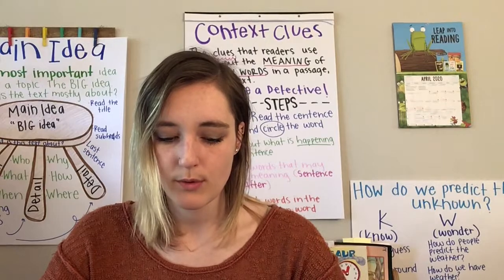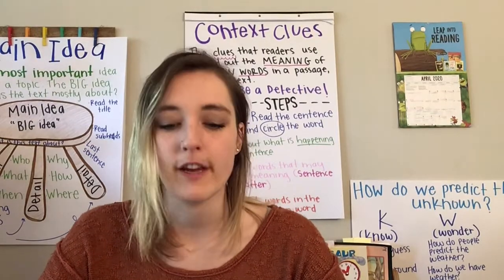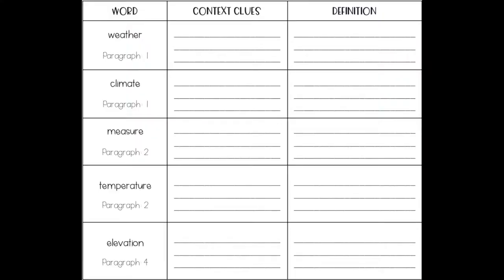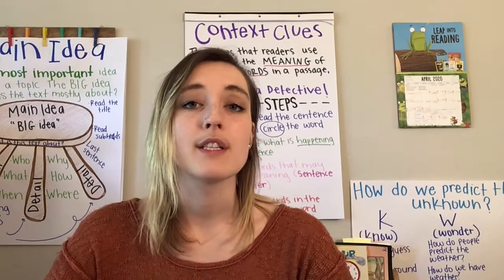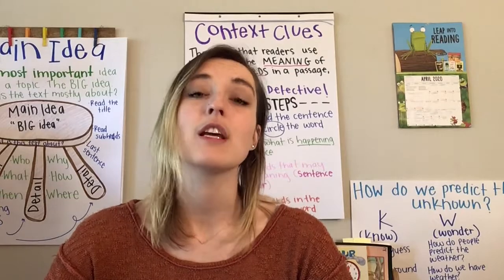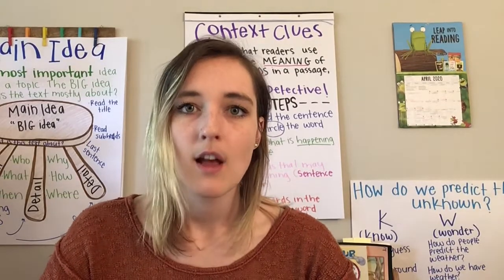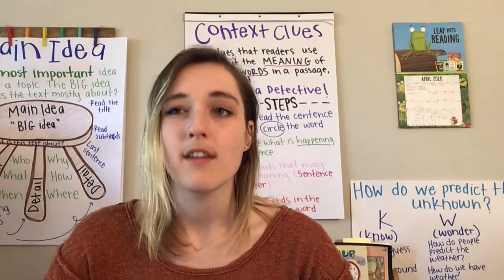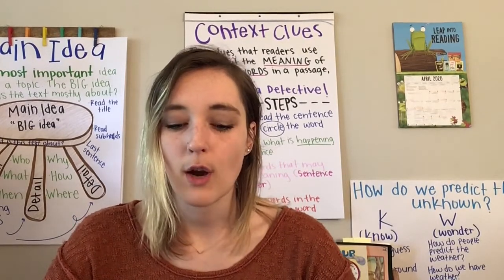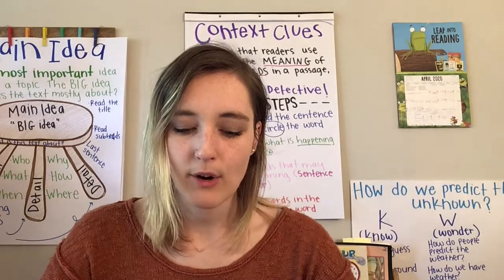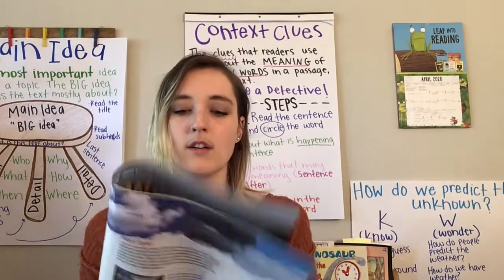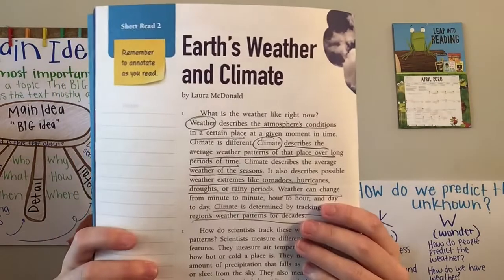So we have 1, 2, 3, 4, 5 words that we're trying to figure out. The words are weather, climate, measure, temperature, and elevation. These are words in our text that they actually define. So we have to go back to the paragraph numbers that it says, look for context clues, and then determine a definition. So let's start with weather. Weather is in paragraph 1. So I'm going to go back to paragraph 1.